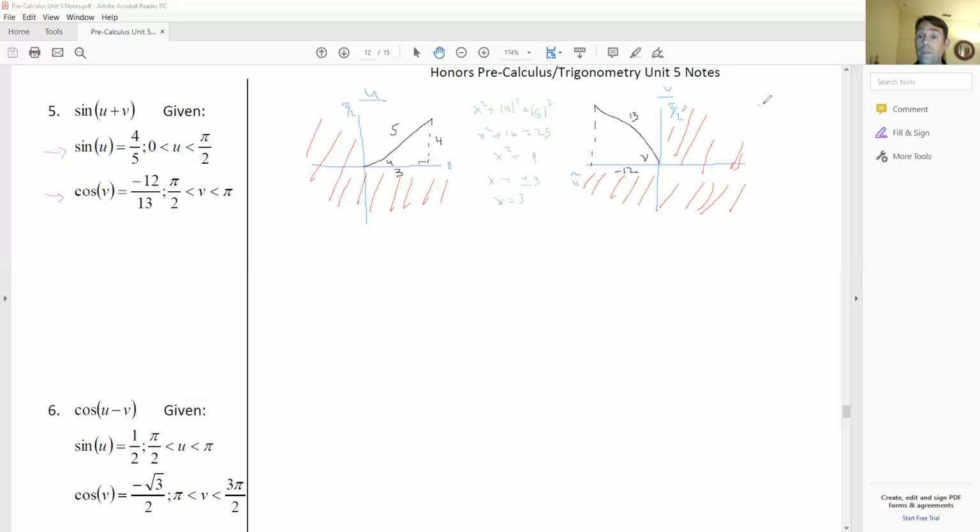And friends, we're going to use the Pythagorean theorem to figure out what y is. So y squared plus negative 12 squared equals 13 squared. So y squared plus 144 equals 169. Y squared is 25. And friends, y is going to be 5.